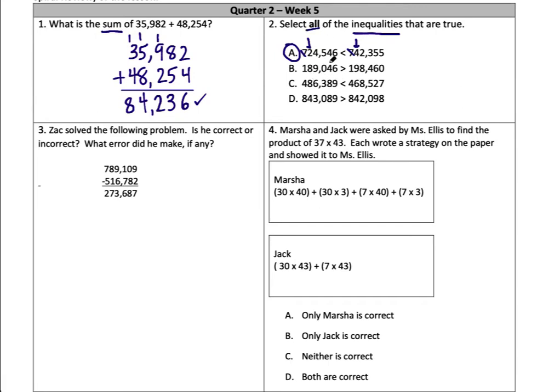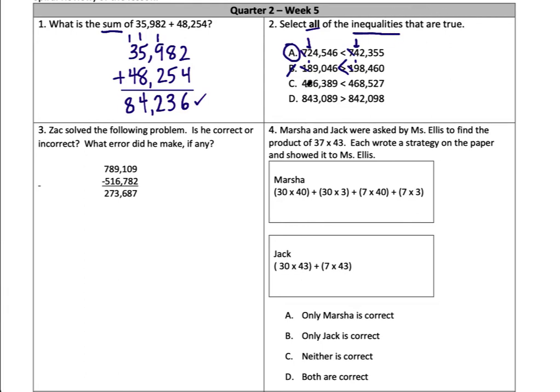It says all, so there's probably going to be more than one answer here. On to B, same thing, 6-digit number, 6-digit number. We have 100,000, 100,000. That doesn't help me with my answer. On to the 10,000s place. We have 80,000, we have 90,000. So this sign should be going that way. So that is not true. Remember, I'm circling the ones that are true.